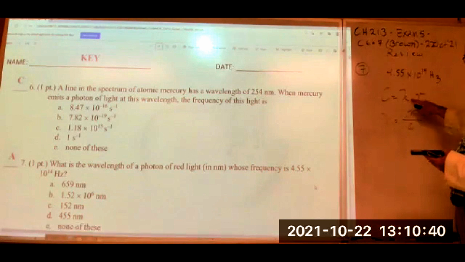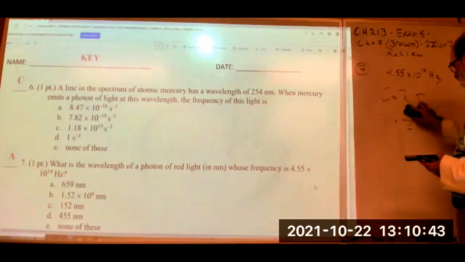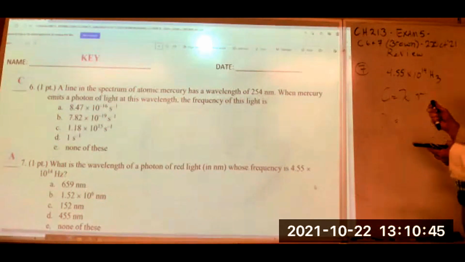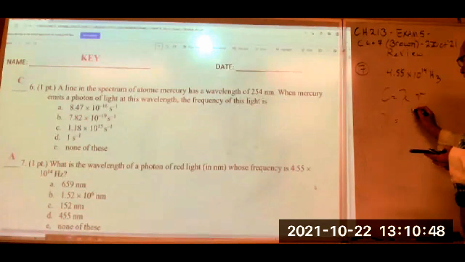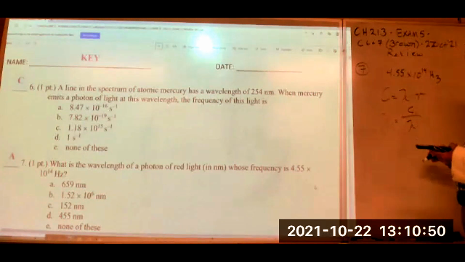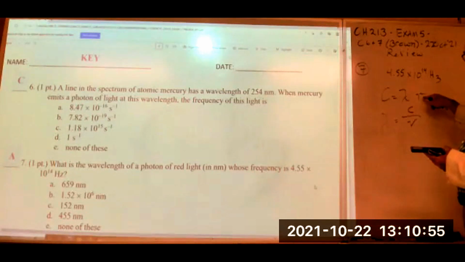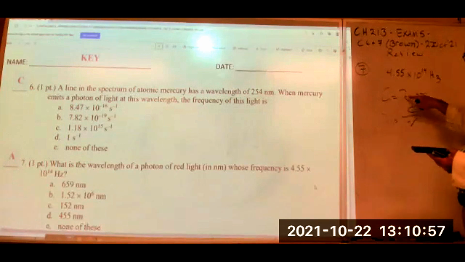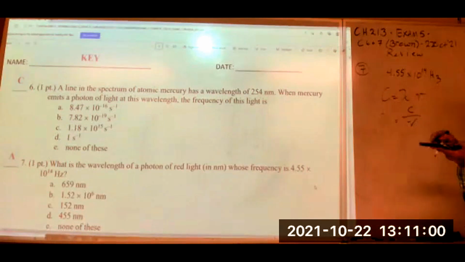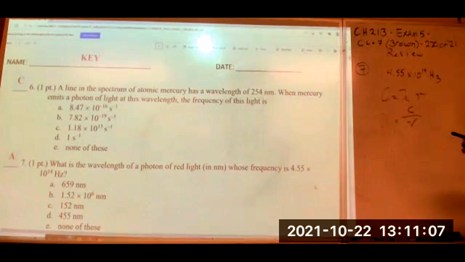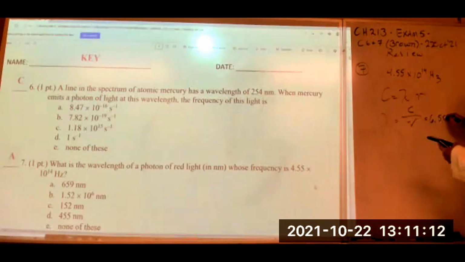We're looking for wavelength. I got it backwards, don't I? If this one is here, this one goes underneath. There we go. So I need to invert these before I divide. There we go. So I get 6.59 times 10 to the minus 7 meters.